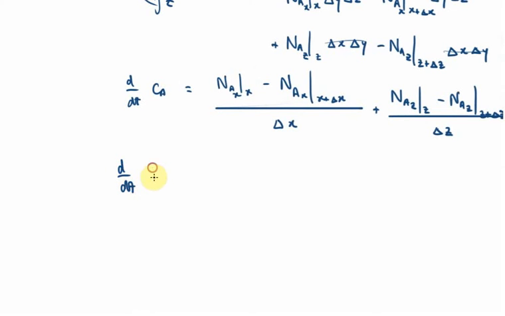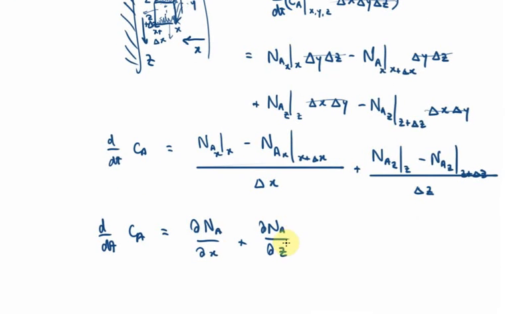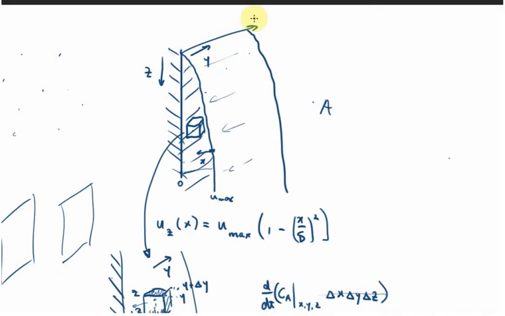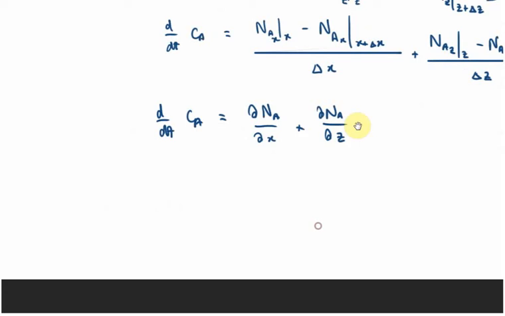dCA/dt is minus ∂NAx/∂x plus ∂NAz/∂z, where, of course, the ∂NAy/∂y is not considered to be significant. There's no change in that direction along the film. So that's our material balance. It's still not in a specific enough form, so we have to think about this.